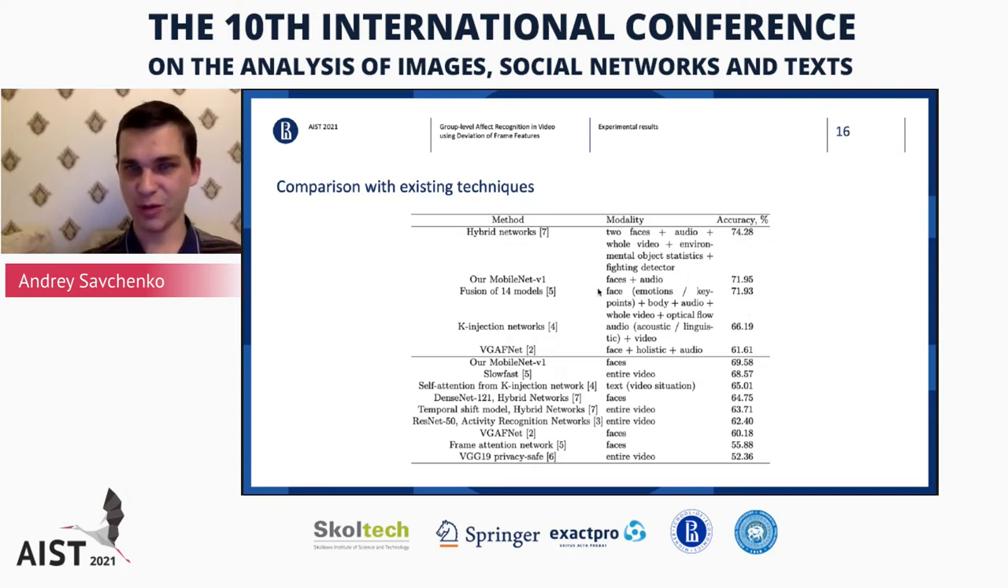Yep, and for example, we are slightly, but very slightly, better than the fusion of 14 models. We are much better than the third place with the K injection network. We are better than the ensemble baseline of this challenge. So it's really good results.